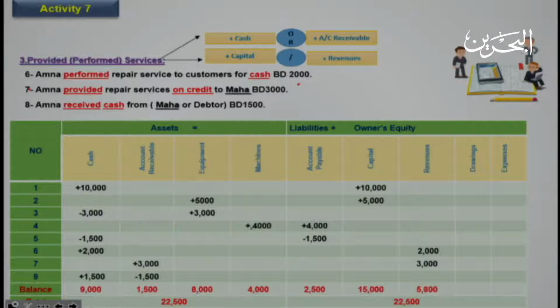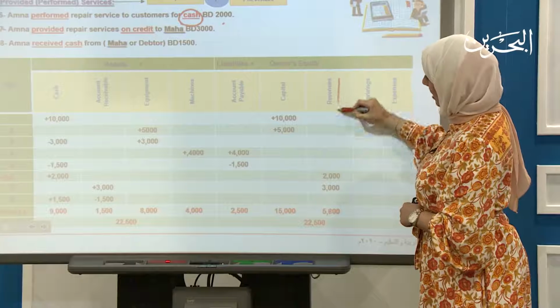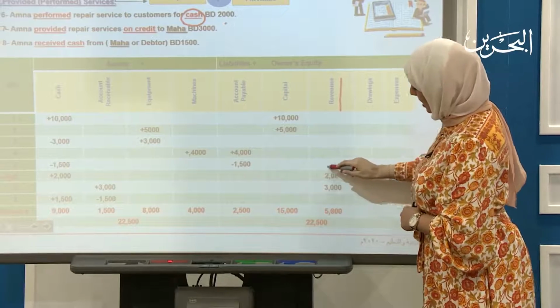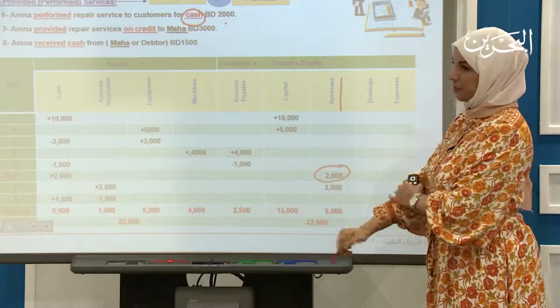Moving to the third transaction or the third effect, providing or performing a service. Let us take an example. Amna performs a repair service for a customer for cash. When I perform a service, I will get revenue. So the revenue for my company will increase. Coming to the sixth transaction, if the revenue for my company increases, I will come to the owner equity section under the revenue section and I will increase it by 2,000.